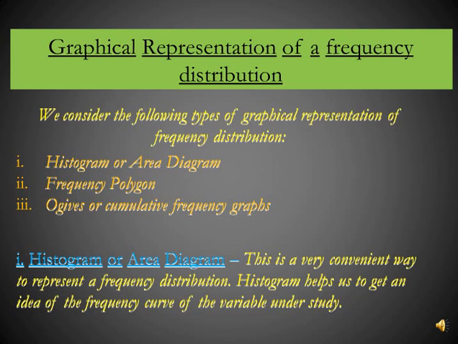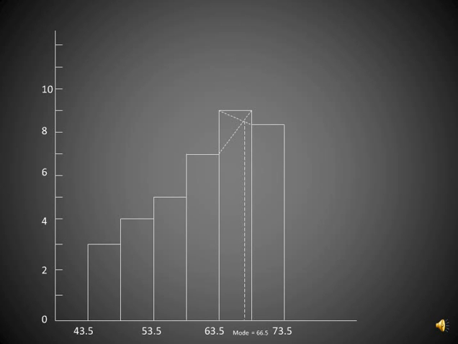The histogram for the distribution of weight of 36 BBA students is shown here. It is a required histogram for that frequency distribution table. Also we can calculate the mode of any frequency distribution from the histogram. As you can see here, mode is here 66.5 kgs.